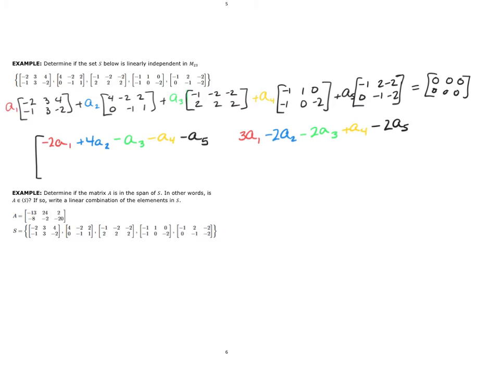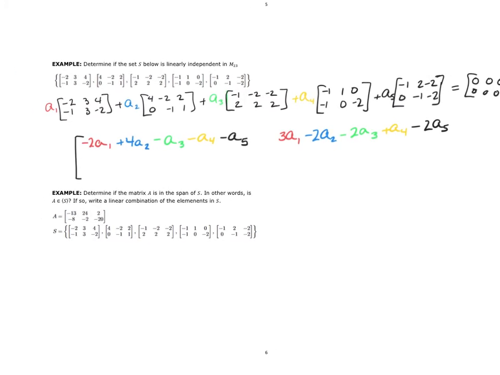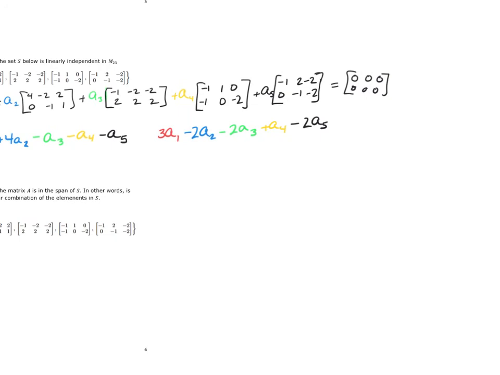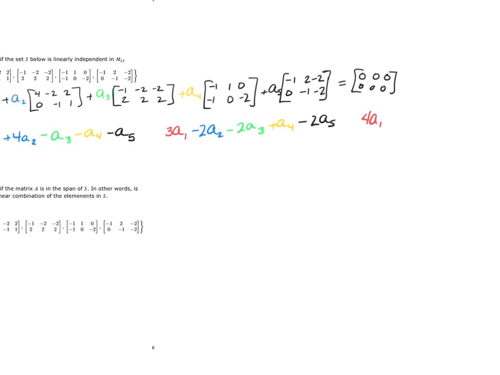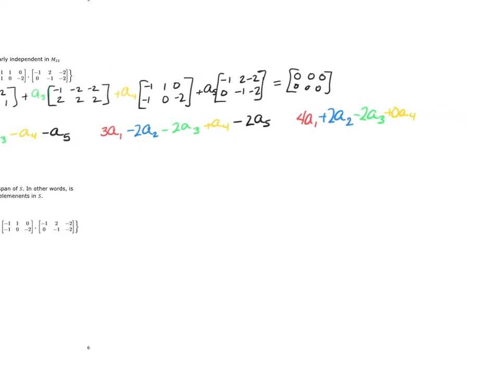All right, let's do the next one. So it is going to be A1 times 4. So 4A1. And then plus 2A2. Lost the plot there for a minute. Minus 2A3 plus 0A4. And then lastly, for this last one, minus 2A5.